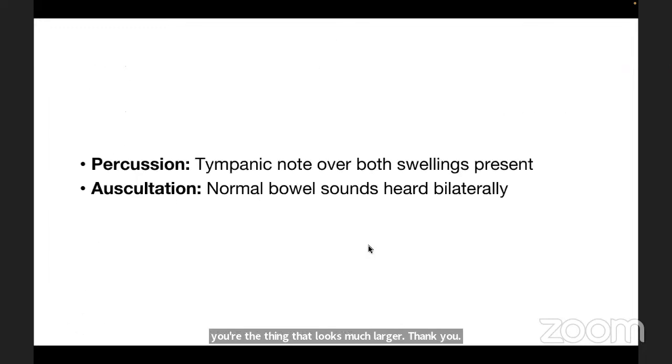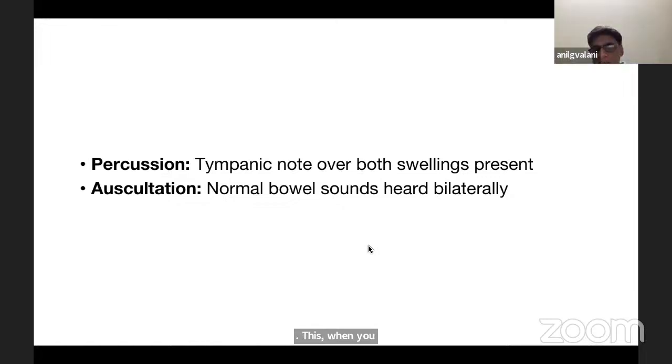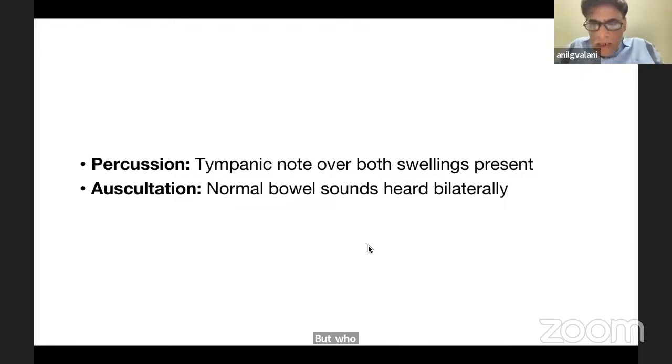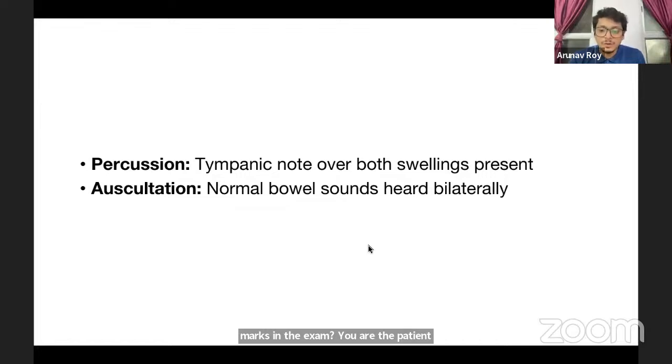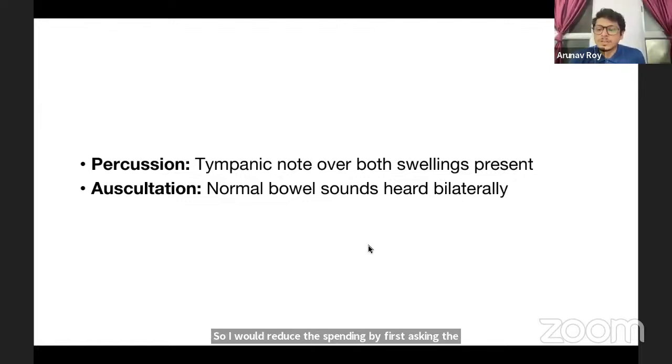One thing, Mr. Arnav. When you are reducing an inguinal hernia, you ask the patient to reduce? Sir, we may reduce it during examination as well. But who gets the marks in the exam, you or the patient? Sir, I do. I would reduce the swelling by first asking the patient to lie down in supine position, then asking him to flex his hip and knee joint, and then turn his knee joint slightly medially.